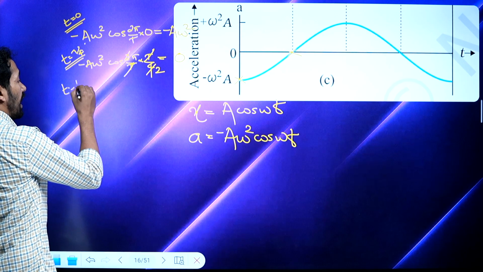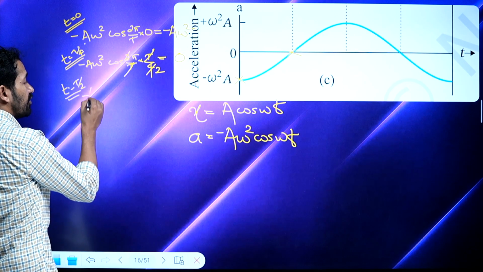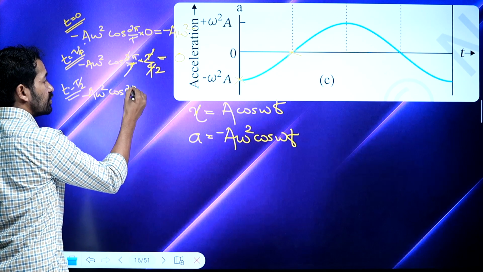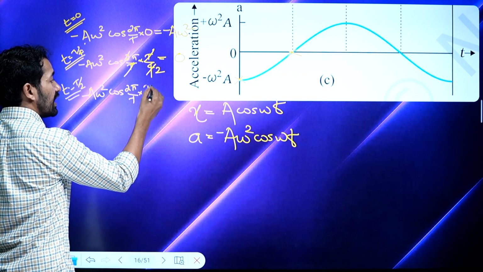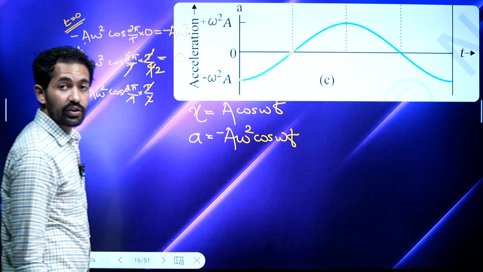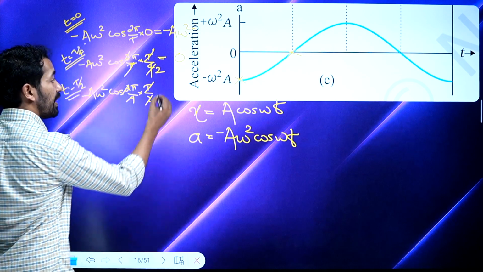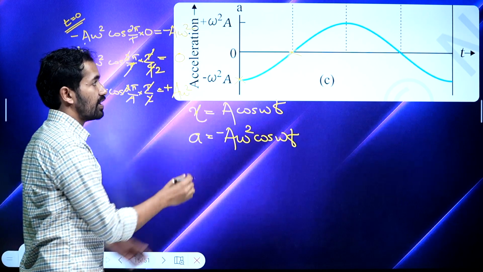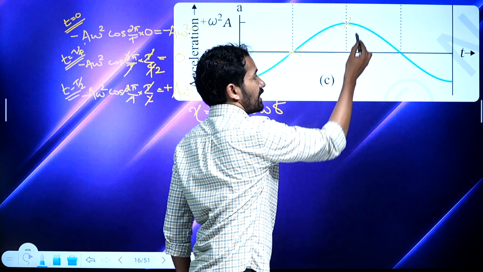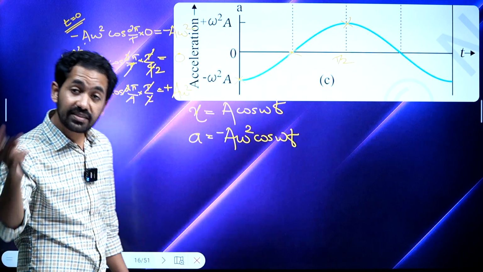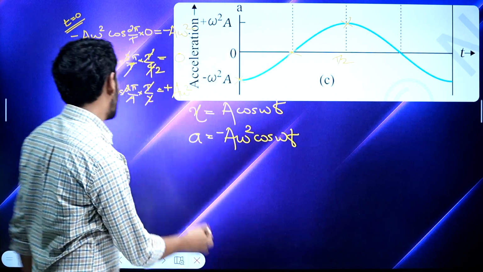Now at T by 2, let's see what will happen. At T by 2, minus a omega square cos 2 pi by capital T into T by 2. T cancels, 2 cancels. What is cos 180? Minus 1. So you will get plus a omega square. It is seen here, at time t equal to T by 2, the acceleration of the particle is plus a omega square.